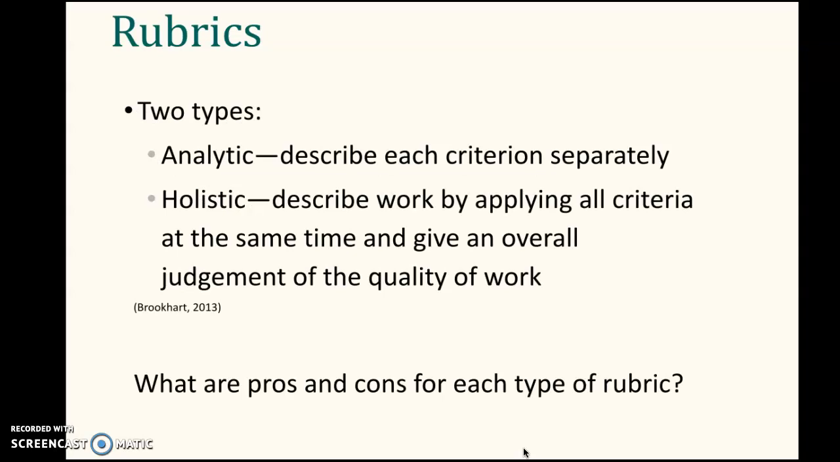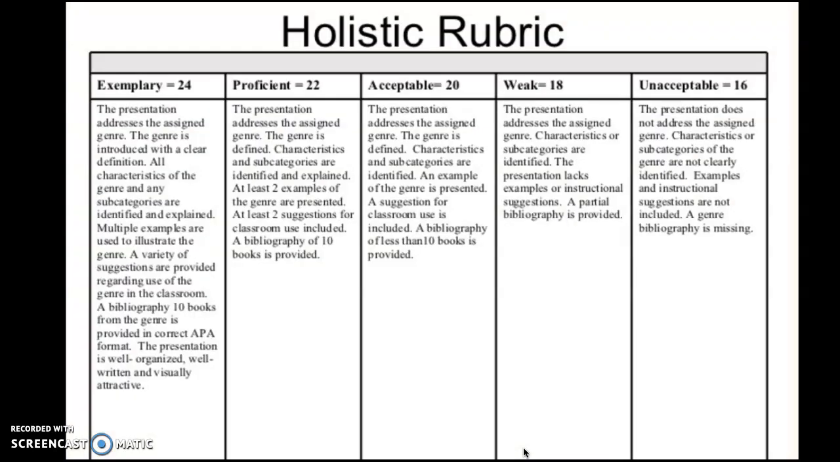One is analytic and one is holistic. I use analytic rubrics because they describe each criterion separately. Holistic is different. So this is an example of a holistic rubric. So you have levels of performance here, right? Unacceptable, weak, acceptable, yada, yada. But there aren't separate criteria.